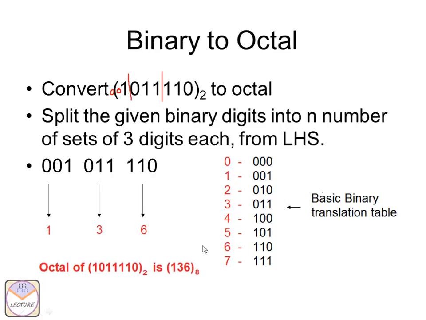Okay, so this is the simple method. Just split it into sets which contain 3 digits each from the left hand side, and you just have to look into this translation table, and put the corresponding numbers here. So here we have put 8 as a base because this is octal.